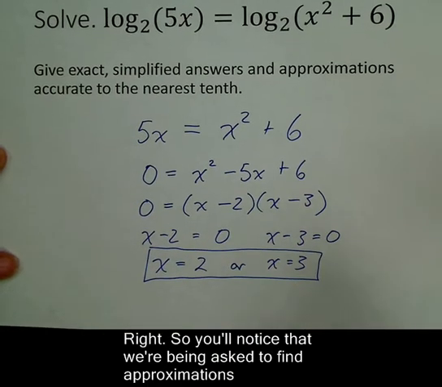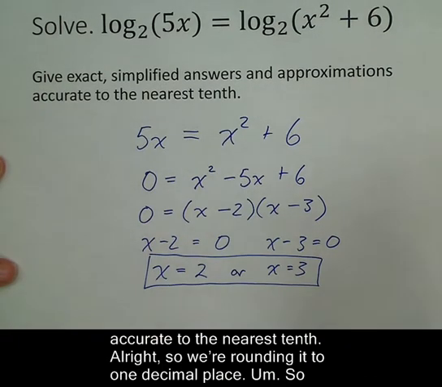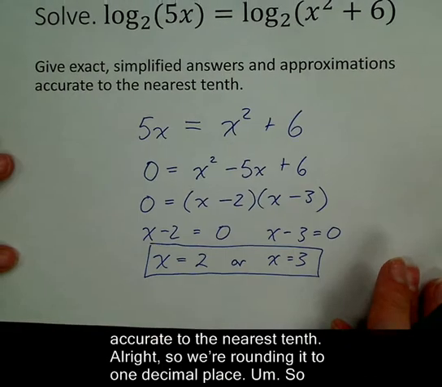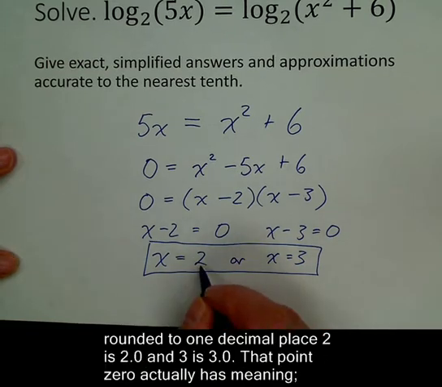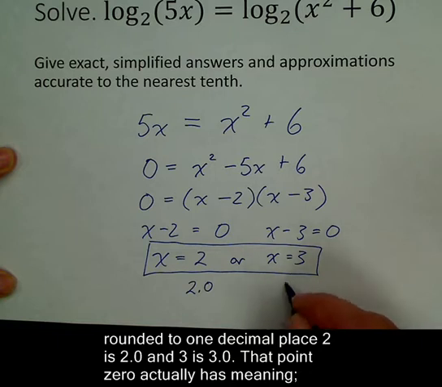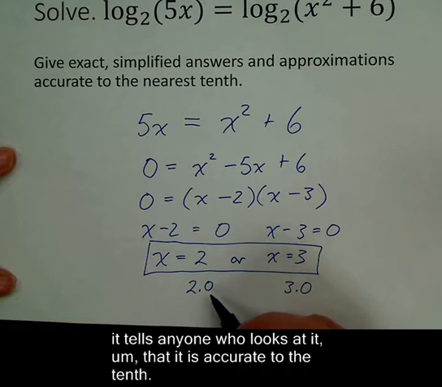All right, so you'll notice that we're being asked to find approximations accurate to the nearest tenth. Right? So we're rounding it to 1 decimal place. So rounded to 1 decimal place, 2 is 2.0, and 3 is 3.0. That 0.0 actually has meaning. It tells anyone who looks at it that it is accurate to the tenth.